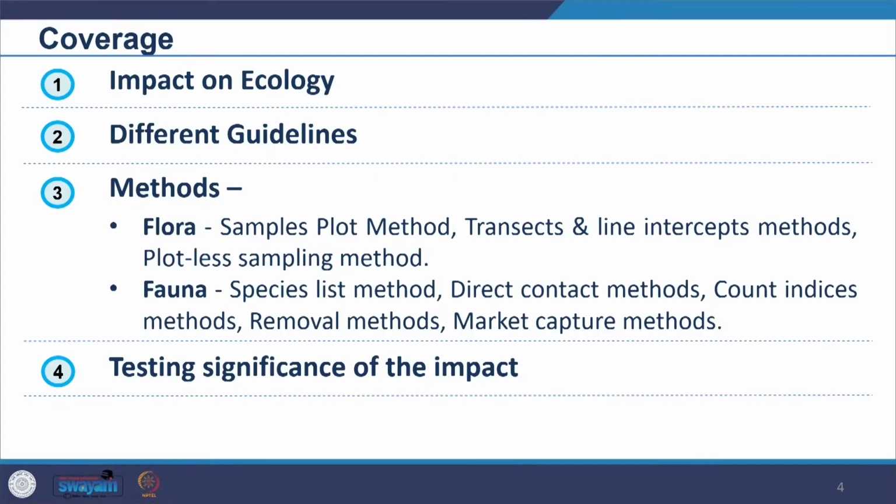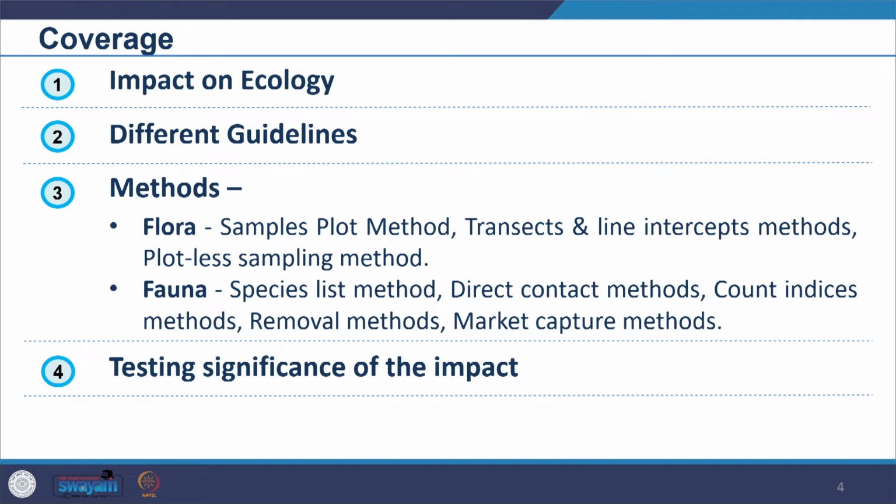So accordingly, the coverage would involve that we'll look at various impacts on ecology. What are the direct impacts, indirect impacts, residual impacts and cumulative impacts, and then we'll look at the types of impacts as well. Then we'll look at different guidelines which are available, and then different methods which are available for assessing the flora, fauna. And then we'll look at methods which are available for testing the significance of the impact.